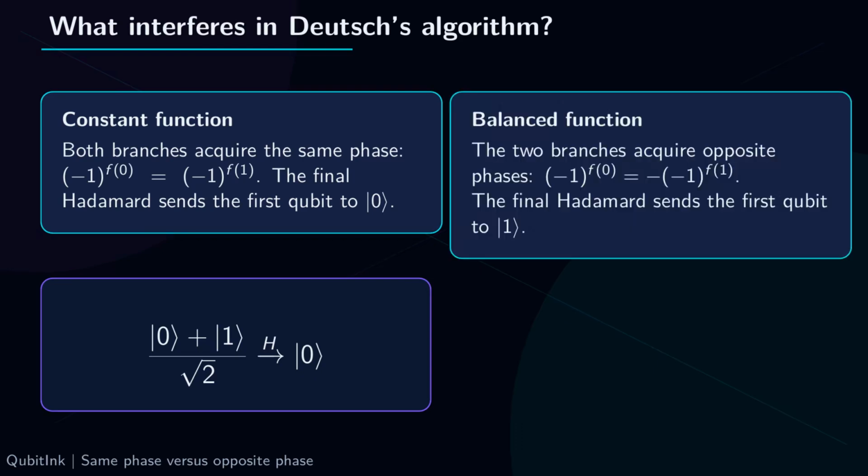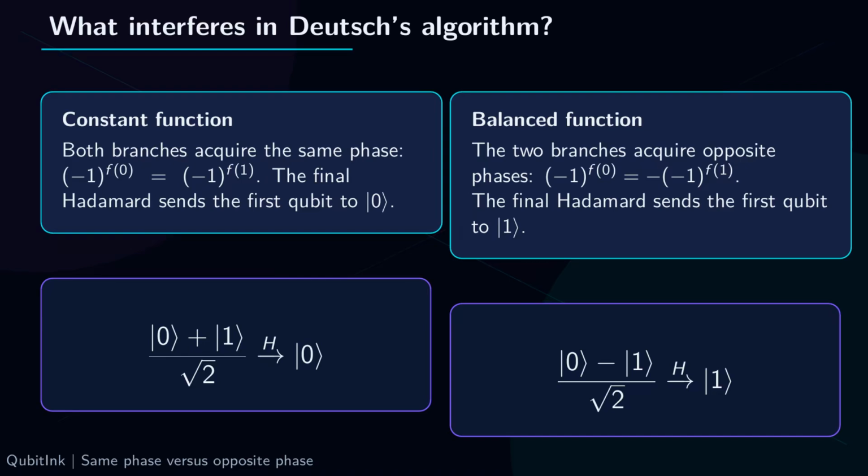For a balanced function, the two branches acquire opposite phases, -1 to the power f of 0 equals -1 to the power f of 1. Then the first qubit is proportional to ket 0 minus ket 1 over square root of 2, and the final Hadamard maps it to ket 1. The algorithm works by converting phase information into a measurable bit.